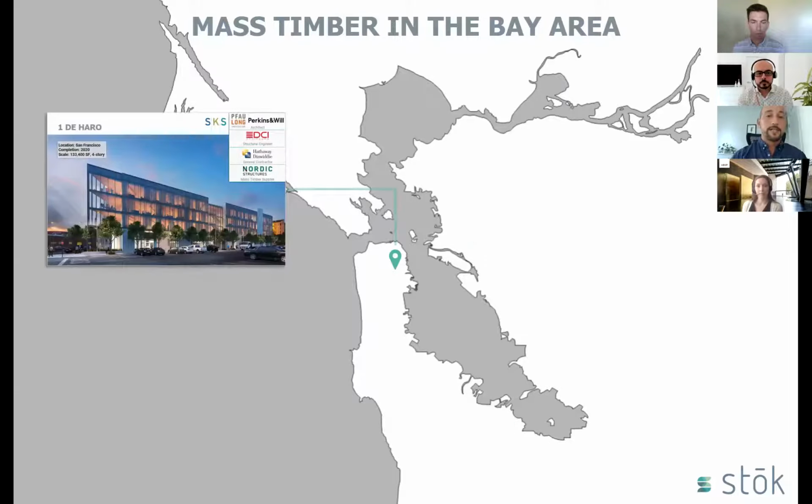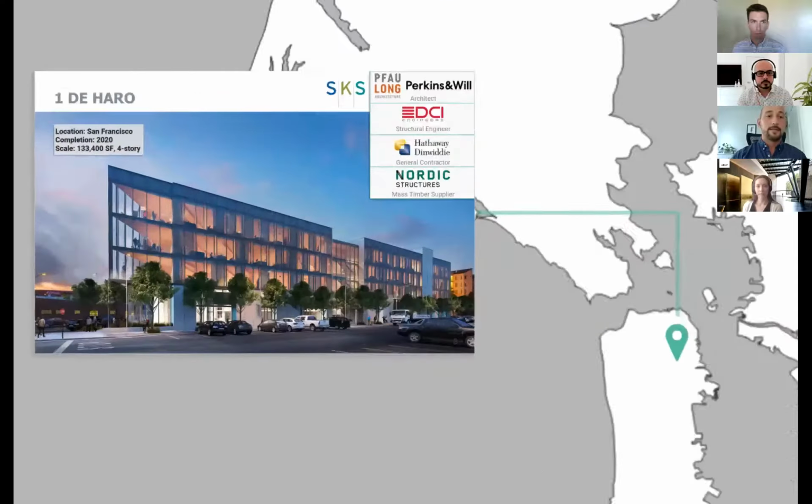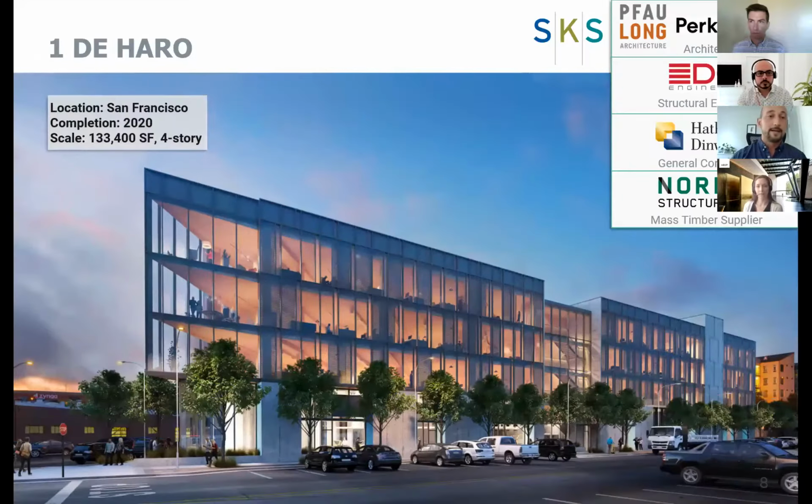So the first project I'll be talking about is the One Dejaro project. It's located in San Francisco. It's a 132,000 square foot, 4-story office and kind of light industrial building developed by SKS. And see the team here: Fowlong, Perkins, and Wells are the architects, DCI the structural engineers, Hathaway, Dinwiddie the GCs, and Nordic Structures are the mass timber suppliers.